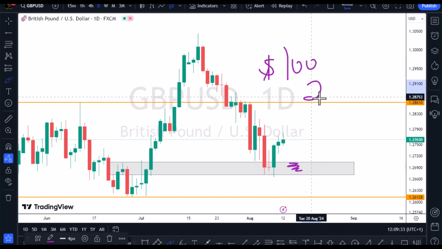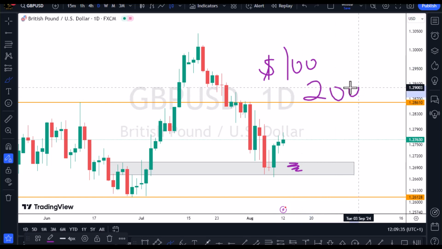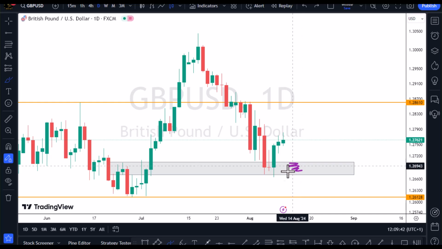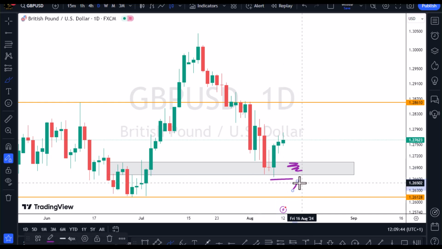Should be at least 2x of your risk, which will be what? $200. You know that. Now if I were to be a trader in this market, if I'm going to set my stop loss to be $100 at this zone right here.